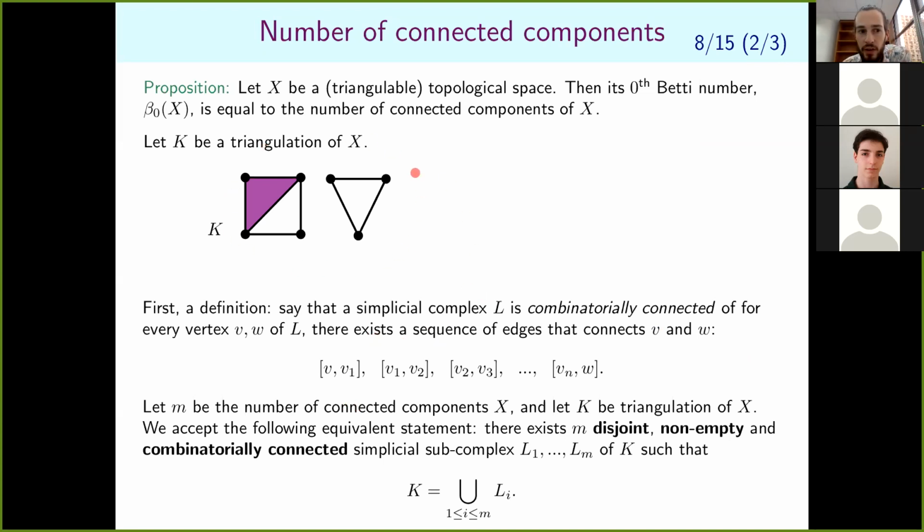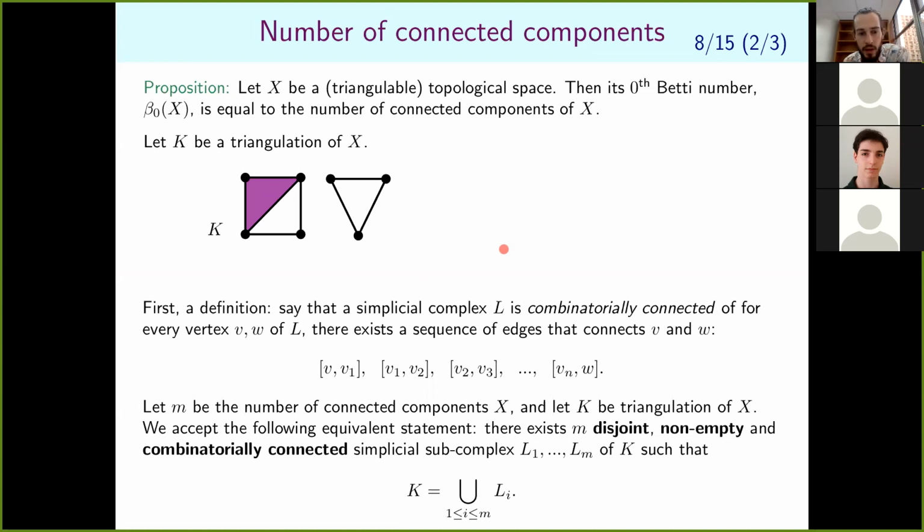For instance, K here, you can find a sequence of edges that connect this vertex and this vertex by taking this edge, but you cannot find a sequence of edges that connect this vertex and this vertex. So K here is not combinatorially connected. But what you can do, just as for connected components, is find simplicial subcomplexes that are combinatorially connected. And you could call that a combinatorial connected component, if you want.